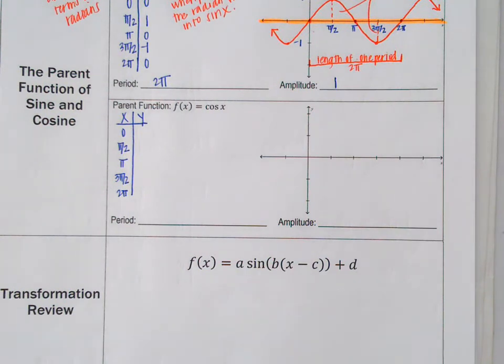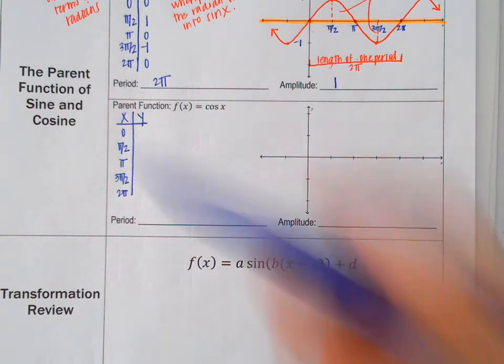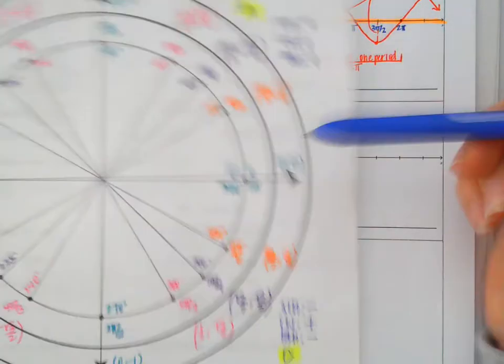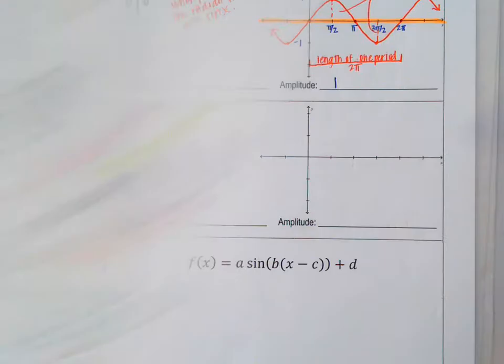So hopefully you paused me and you come back and we're just checking. So at 0, cosine is 1.